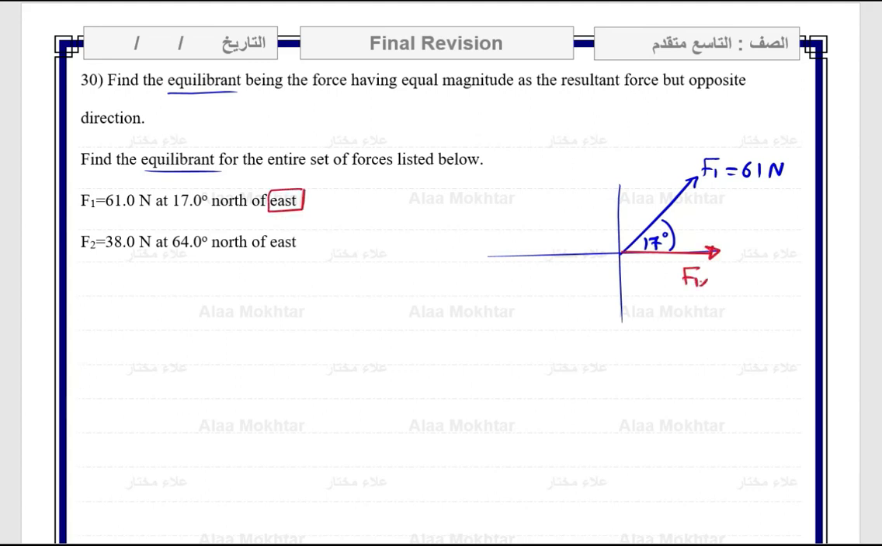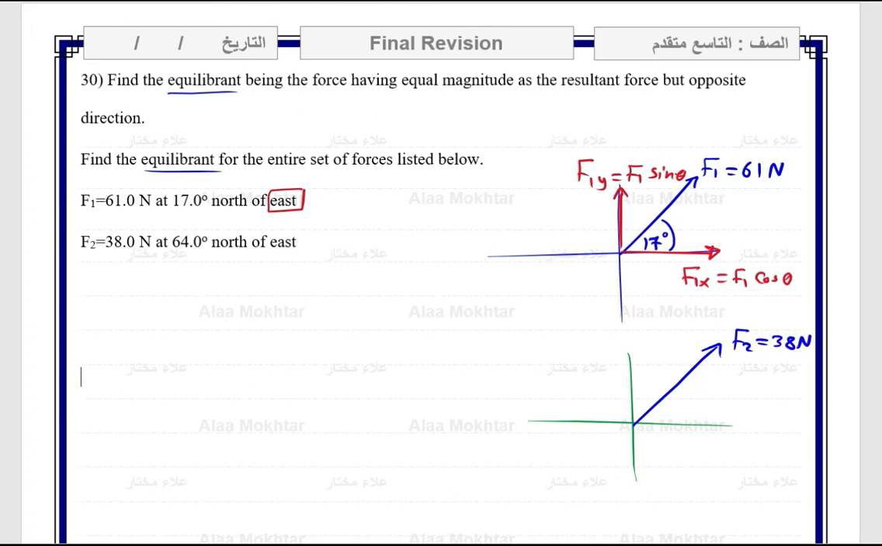First, F1x equals F1 cosine theta, and F1y equals F1 sine theta. These are the components for F1. What about F2? F2 is 38 Newtons at 64 degrees north of east. So F2x equals F2 cosine theta 2, and F2y equals F2 sine theta 2.